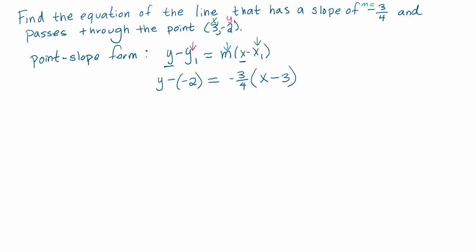Now, usually we don't want to leave it in this format. We really want to get it into y equals format, the slope and y-intercept format. So we're going to do some simplifying here. We're going to have y, and then two negatives make a +2. Then be really careful when you're doing this distribution. We've got -3/4 times x, which is -3/4 x, and then -3/4 times -3.